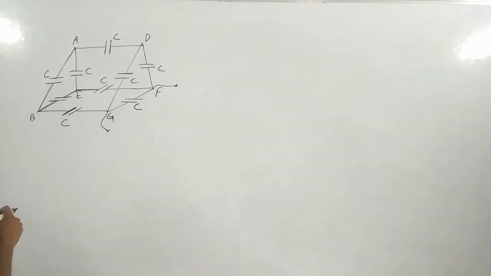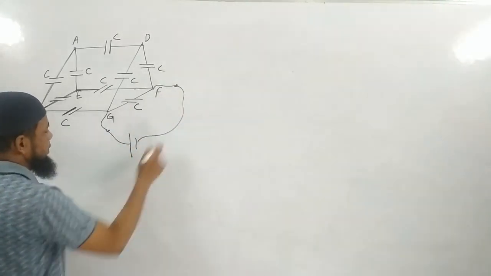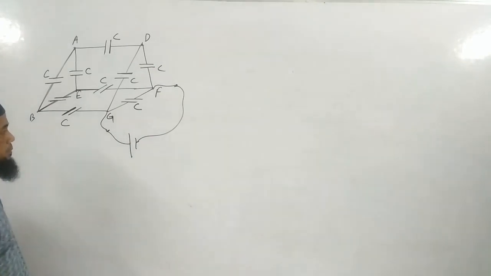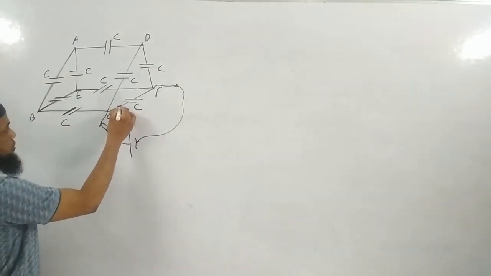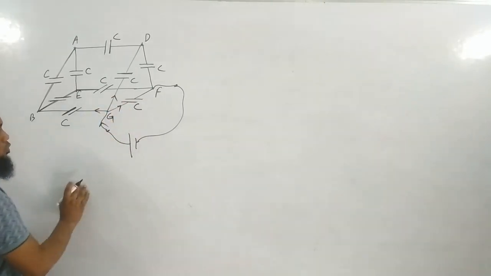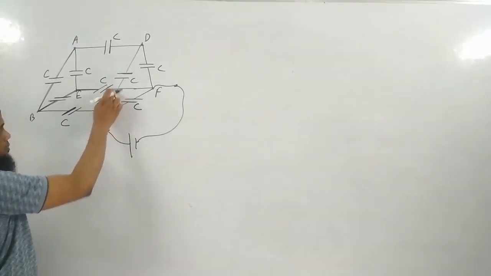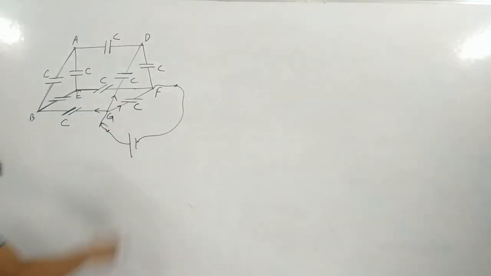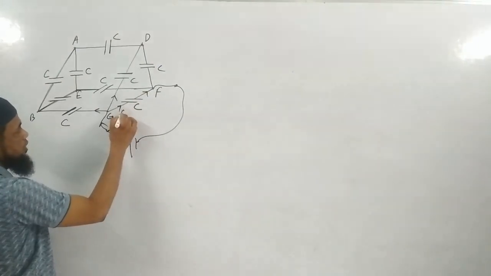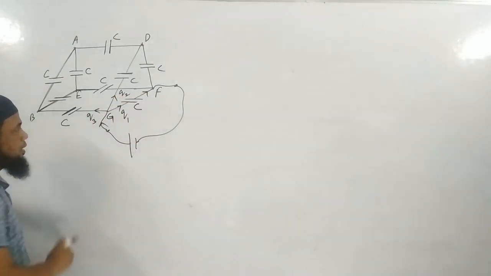If I connect an external EMF, a battery here at Z, how will the charge flow? Charge is entering here and it will get divided into three parts. While going, it enters this one and this one, and this one will go directly. I call these Q1, Q2, and Q3.